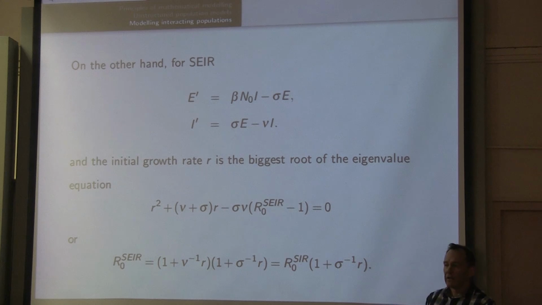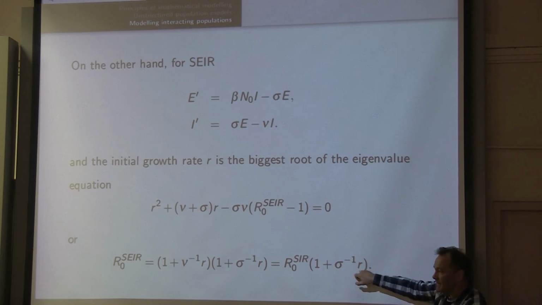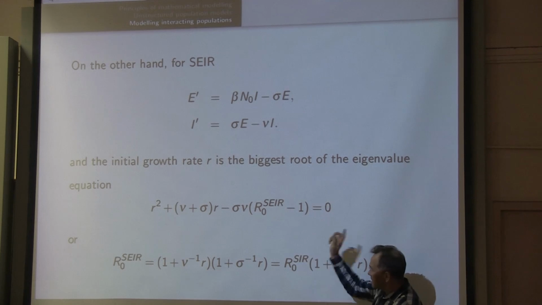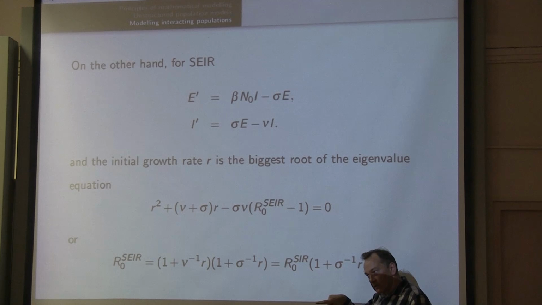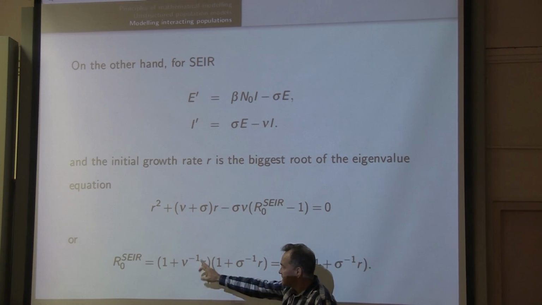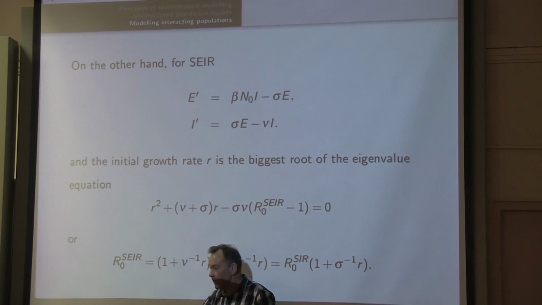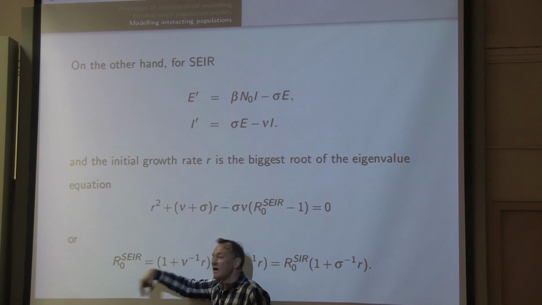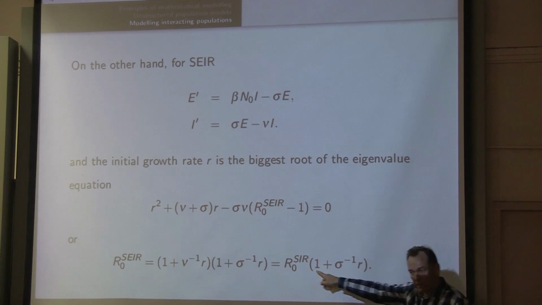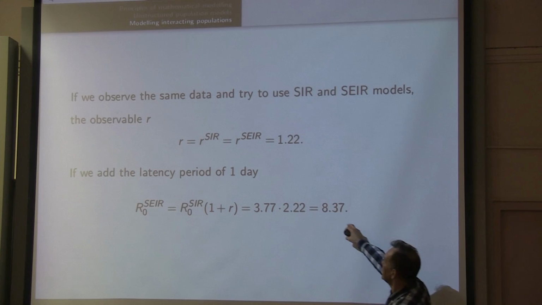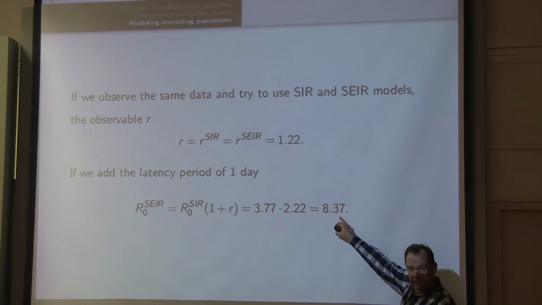So immediately you can see that if we try to fit the same model to a single disease, then of course r in both cases will be the same, because this is the same disease. This is observable. I try to fit the SIR model and for this r, I will get something like that. Now I try to fit the SEIR model to the same disease, and my R0, the basic reproduction number for this new model, will be given by this formula. So it will be much higher. And actually the change is quite dramatic. Even if we add a latency period of 1 day, then you jump from 3.7 to 8.3.